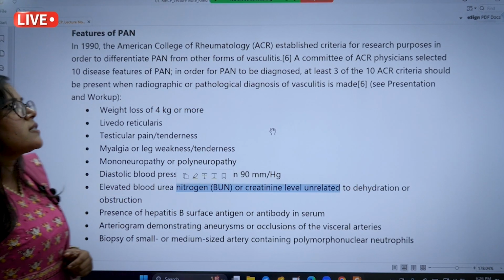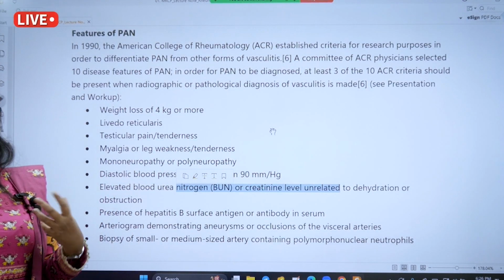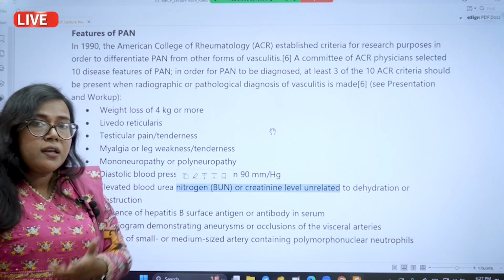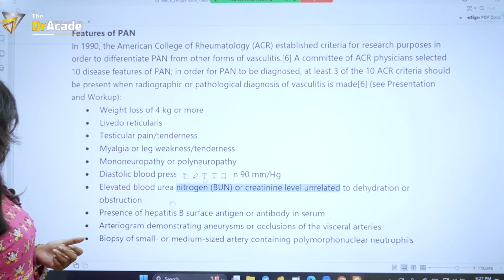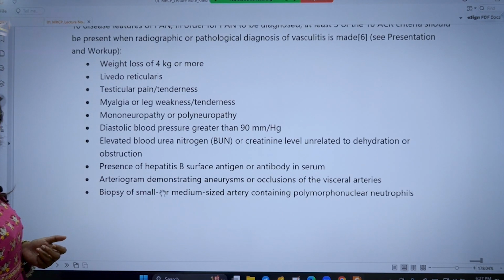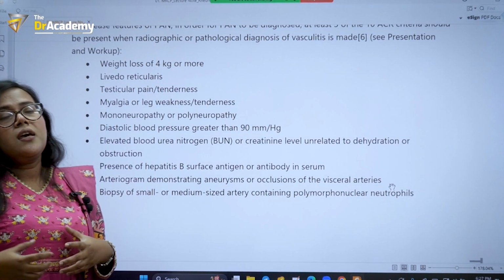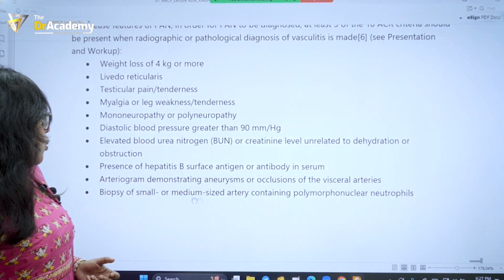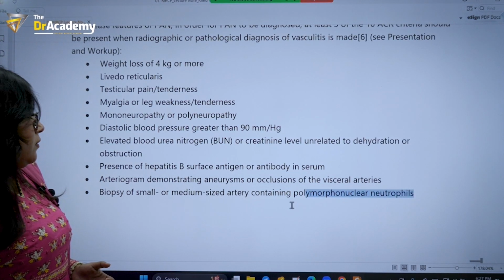But among all these vasculitides, polyarteritis nodosa is usually not associated with hematuria or glomerulonephritis. Interstitial nephritis is a bit more common, which is why renal impairment is present, but proteinuria and hematuria are relatively less common in PAN. Other criteria are presence of hepatitis B surface antigen or antibody in the serum, and an arteriogram demonstrating aneurysm or occlusion of the visceral arteries. The mesenteric ischemia and testicular vessels I already mentioned are all visceral arteries. And biopsy of a small or medium-sized artery containing polymorphonuclear neutrophils, that is usually neutrophilic infiltration.